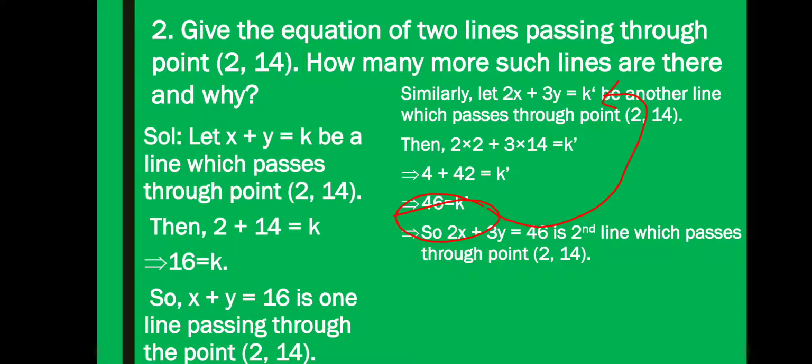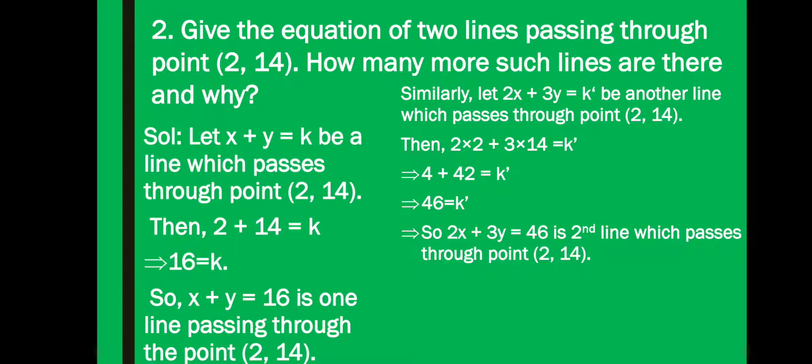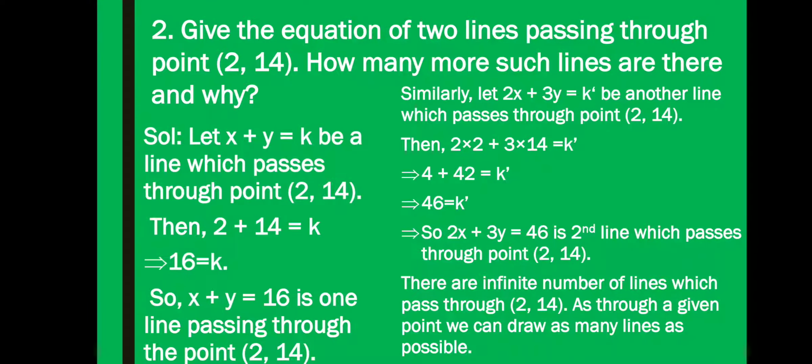This is the second line which passes through the point (2, 14). So firstly we have found the two equations which are passing through this point. Now you have asked how many such lines can be drawn and why. So there are infinite number of lines which pass through (2, 14), as through a given point we can draw as many lines as possible. We have discussed that through a single point we can draw infinitely many lines.